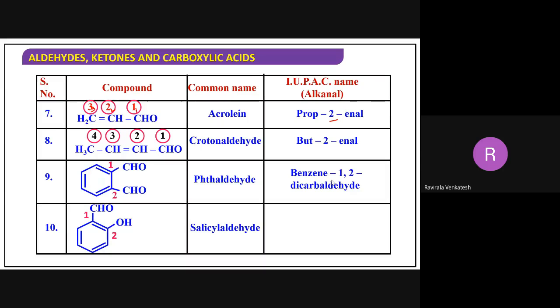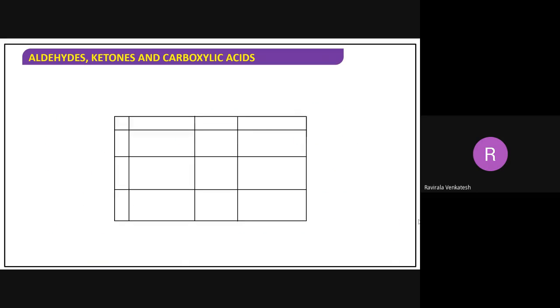The IUPAC name will be 2-hydroxybenzaldehyde. Benzaldehyde means what? Benzene having a CHO group is called benzaldehyde. The second position has an OH group. Therefore, first position, second position. In this way, we can write.